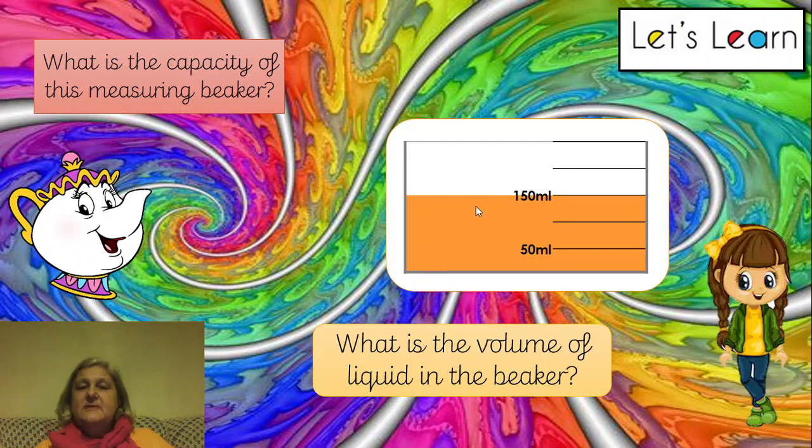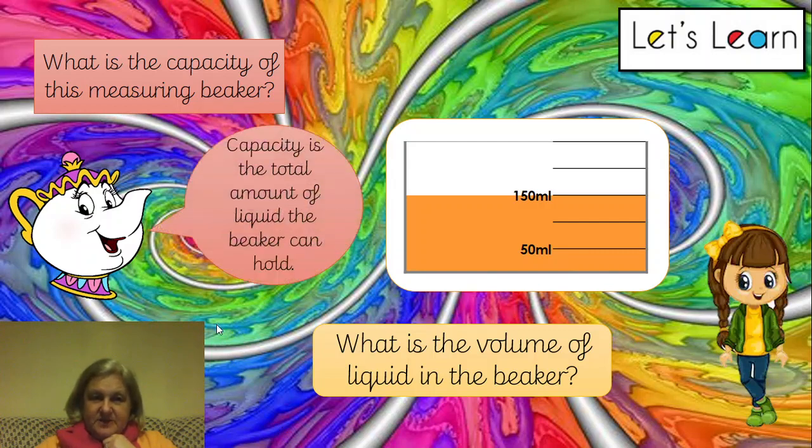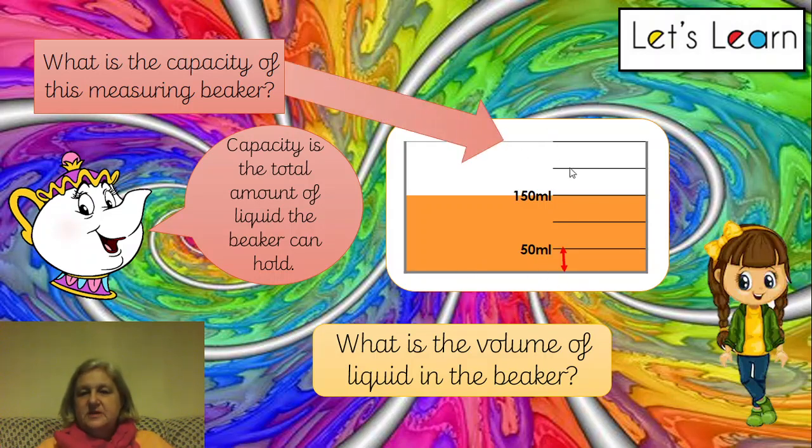So it's the amount of liquid that is actually in there at the moment. There's two questions there. What's the capacity of the beaker, and what's the volume of liquid in it at the moment? Capacity is the total amount of liquid the beaker can hold. So that's right up to the top here. And we know this first section is 50 because it's actually labelled for us this time, which is great. And if we carry on using those 50s, we'll be able to get to the capacity of it.